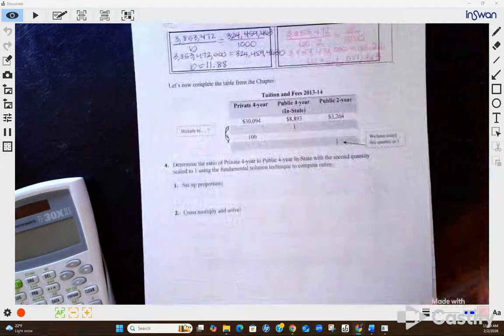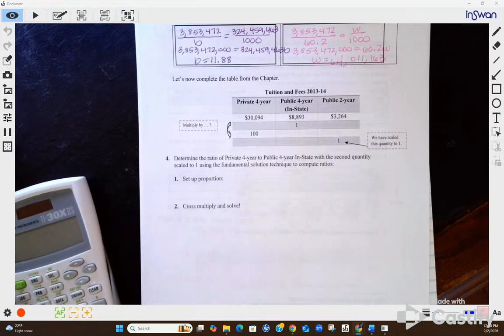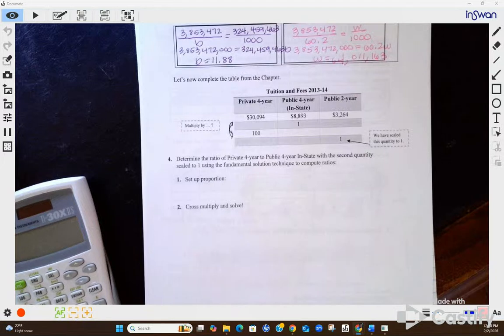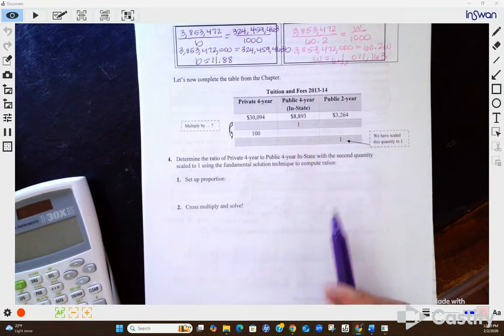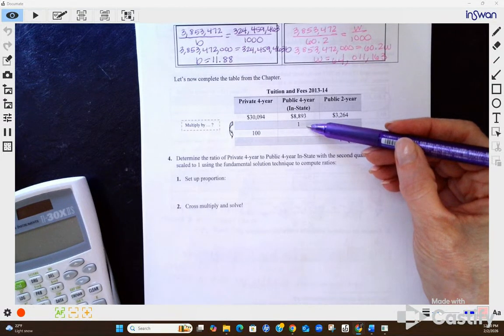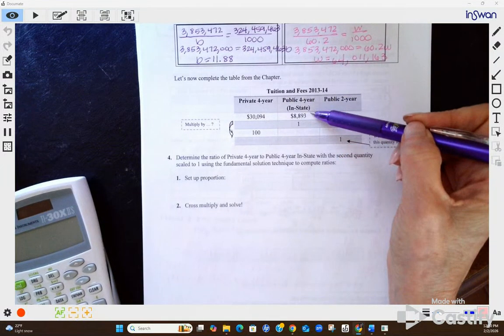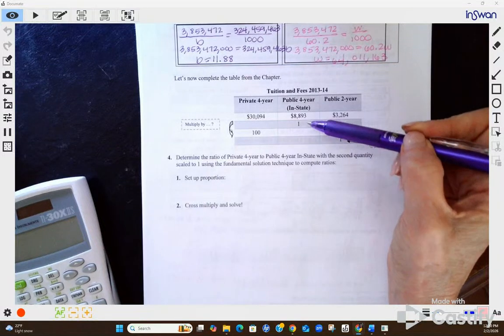Okay, so switching over to a different table. This one is about tuition and fees for a private 4-year, a public 4-year in-state, and a public 2-year university or school. Again, when you're setting things up, you just need to make sure that everything is matching in a logical way. So determine the ratio of private 4-year to public 4-year in-state with the second quantity scaled to 1. Pay attention to the words and the order of the words. It mentions this first, so this is the first quantity. It mentions this second, so this is the second quantity, and the second quantity is scaled to 1.